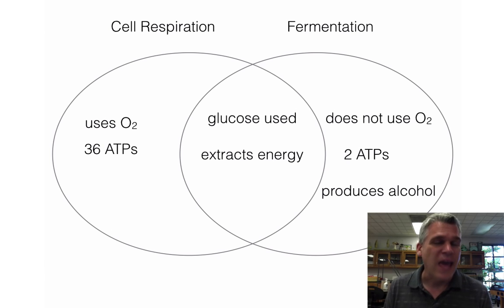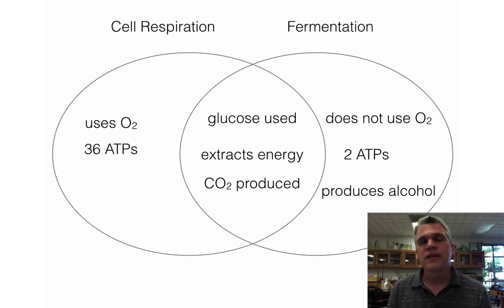Now, here's the thing. We don't have to start with glucose. We could actually use fats. We can use proteins for this process, but glucose is the most commonly used organic compound for energy. And then lastly, in both cases, carbon dioxide is being made as a byproduct.